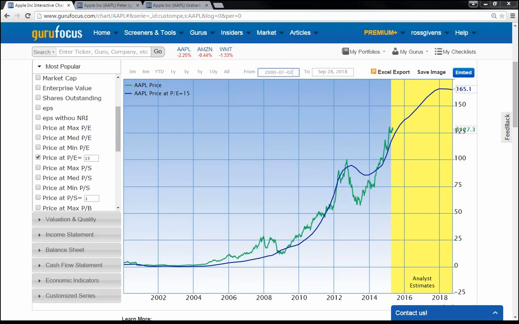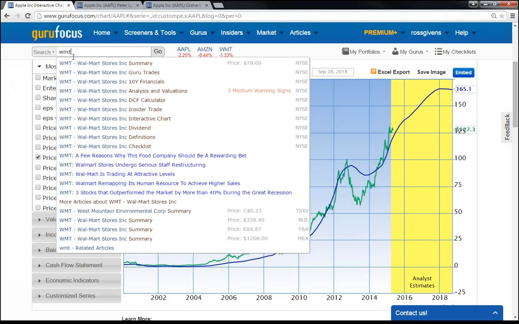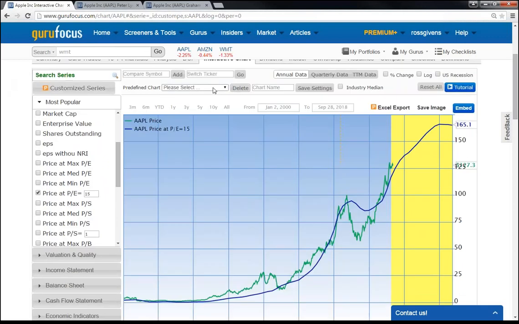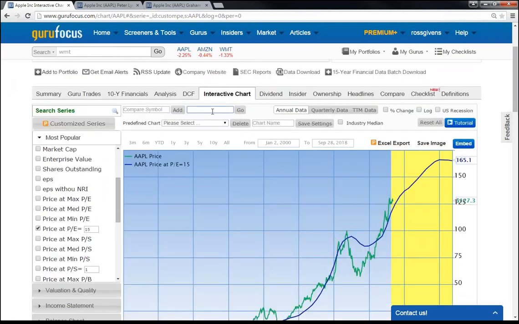So you can look at other stocks as well. Now, Apple goes out to 2018. Not all stocks have estimates going that far forward. If we change this over to Walmart, for example, and you can change it right in here. You can just hit the switch ticker box, WMT, and hit go.